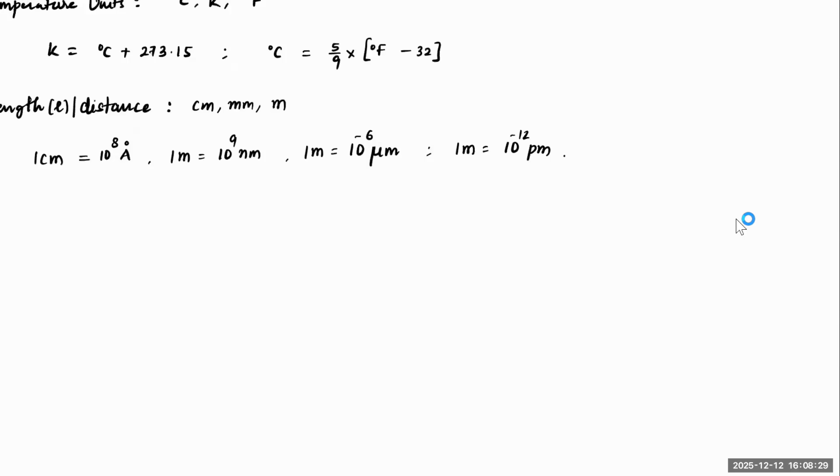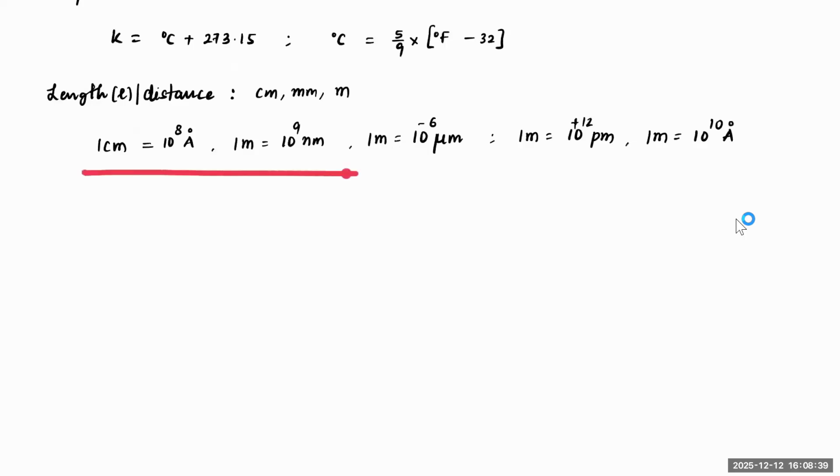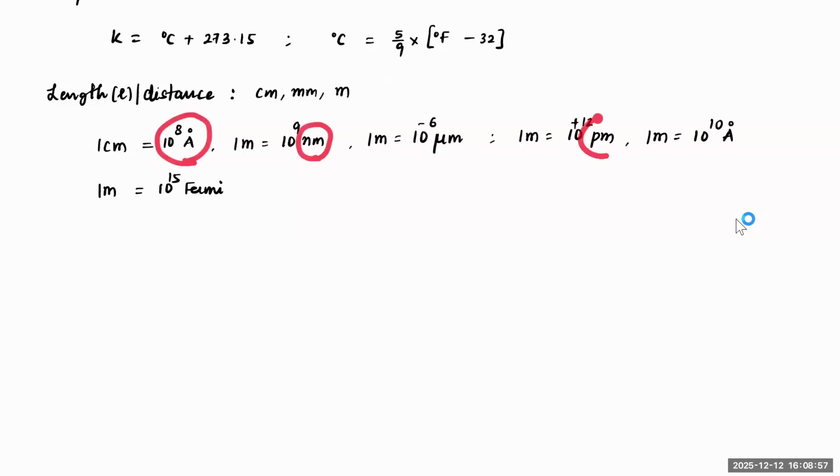Okay. That also implies that 1 meter is 10 raised to power of 10 Angstrom units. Okay. So this is another important conversion which we'll be using a lot of times. In fact, 1 meter is also equal to 10 raised to power of 15 Fermi units, but that is rarely used. The most used terminologies are Angstrom units, nanometers, and picometers.